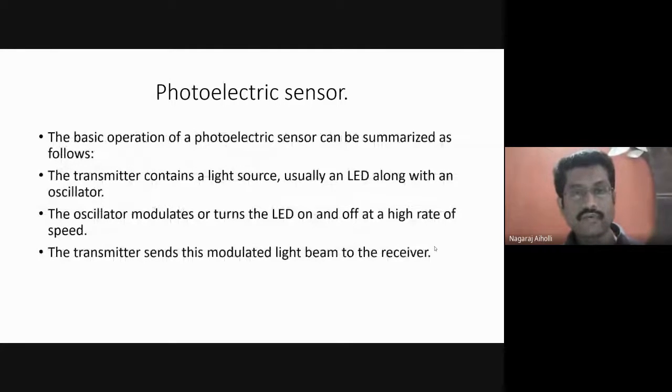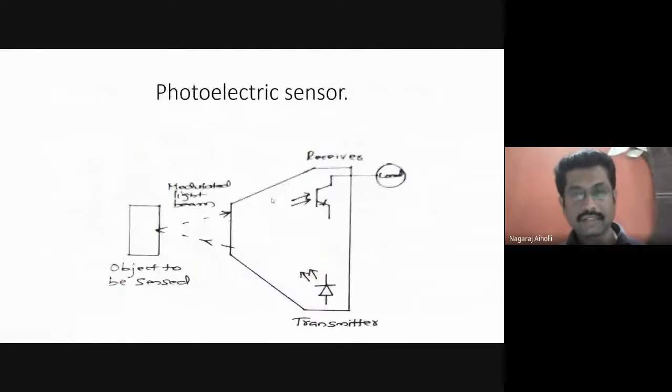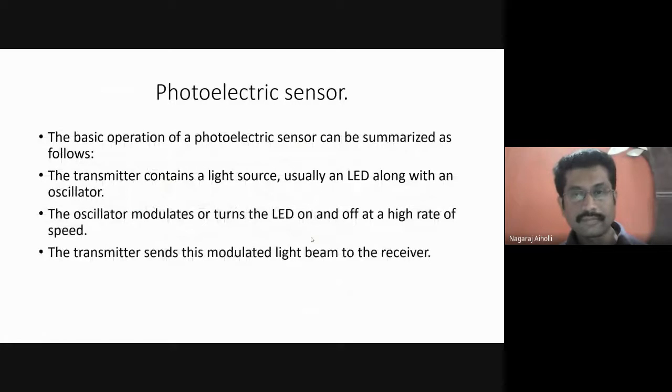The basic operation of a photoelectric sensor is summarized like this. The transmitter contains a light source, an LED, along with the oscillator. This transmitter portion contains the light source and an oscillator inside this housing, which consists of the transmitter and receiver. The oscillator modulates, or turns on and off, the LED at a high rate of speed. The function of the oscillator is to turn the LED on and off at a higher speed.